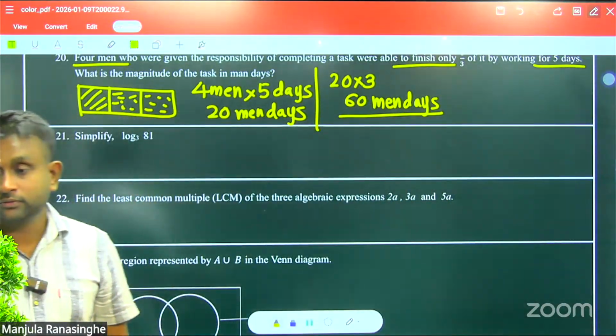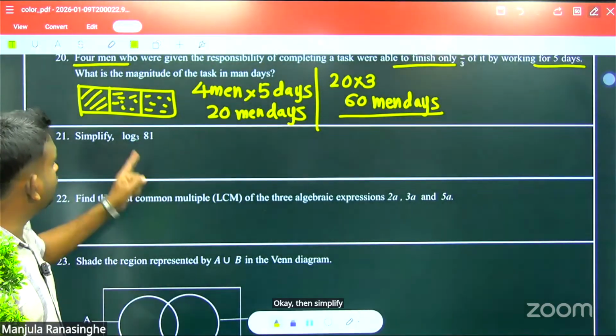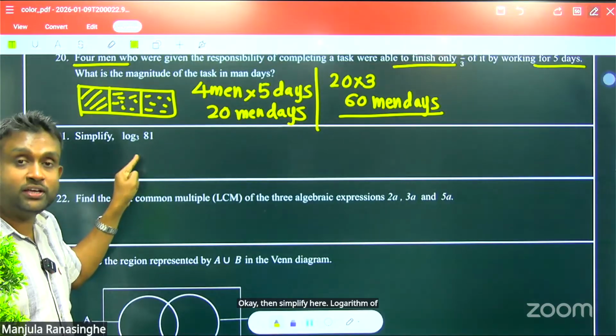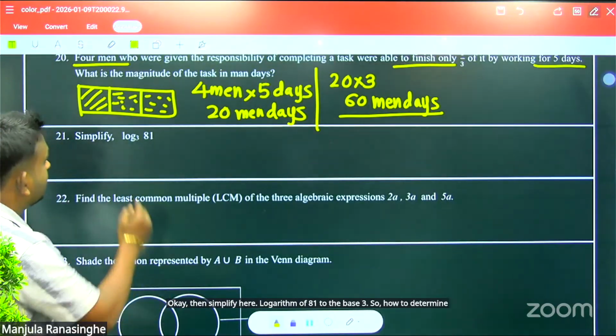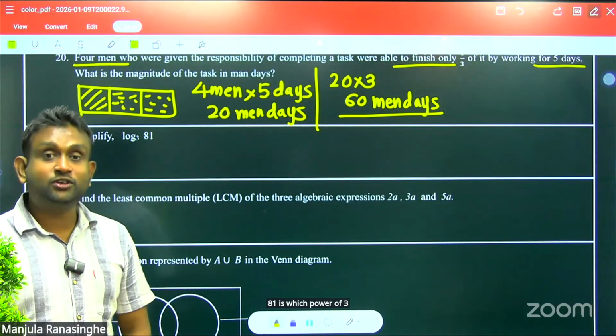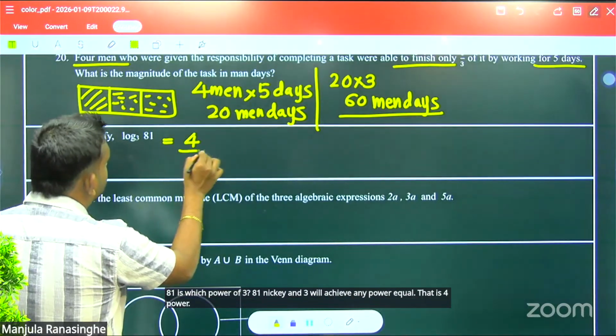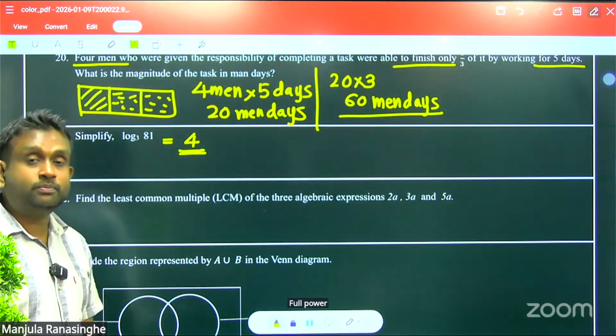Okay, then simplify here: logarithm of 81 to the base 3. So how to determine the answer? 81 is which power of 3? That is the 4th power. So 3 to the power 4.